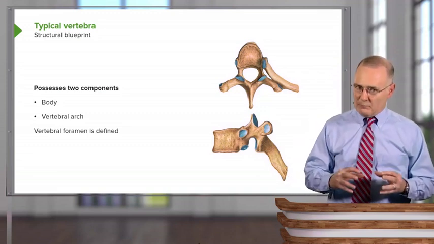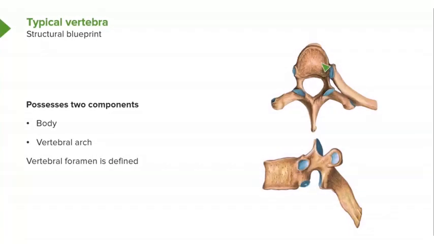So here is the basic blueprint. It is quite simple in this slide, but in this view, looking down upon the vertebra, and then in the lateral view, we see this prominent structure. This is referred to as the body of the vertebra.